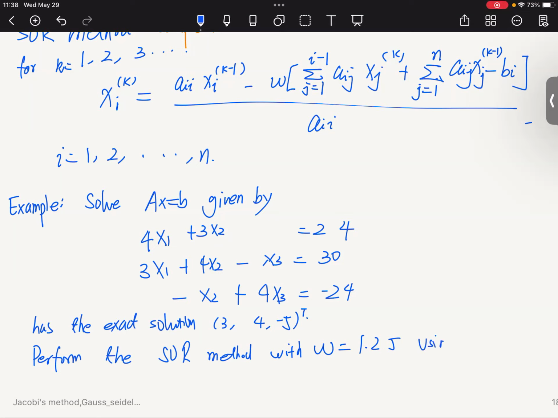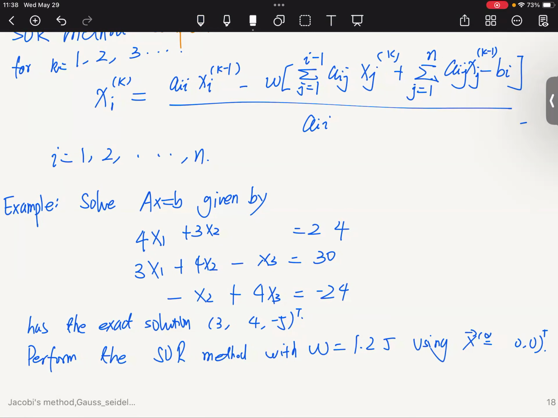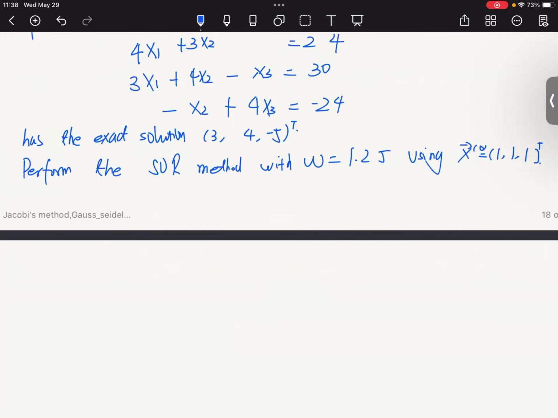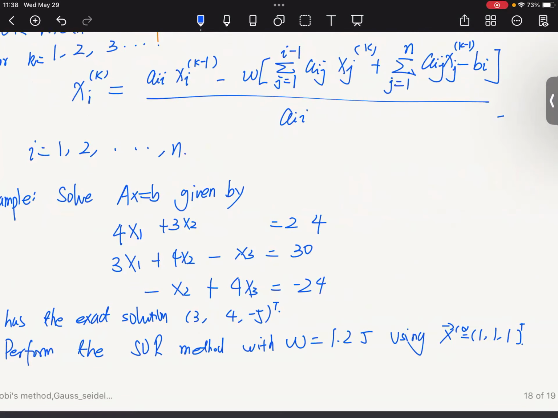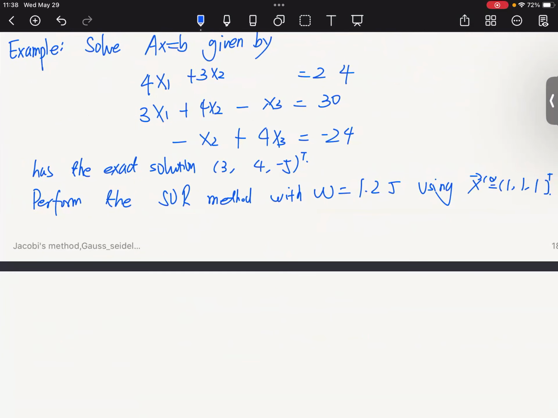And using the initial vector, we have a system with 3 components here. Actually, I need the initial vector in the question, and it should be starting from 1, 1, 1. Let's see the SOR method. This is not very good because we need to calculate a lot of numbers here. Let's just use the numbers to calculate.